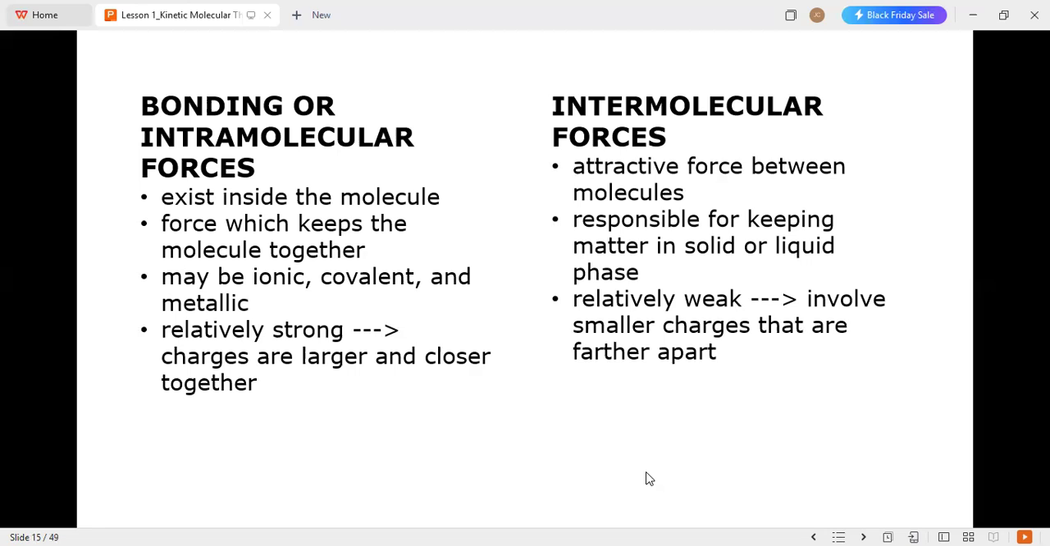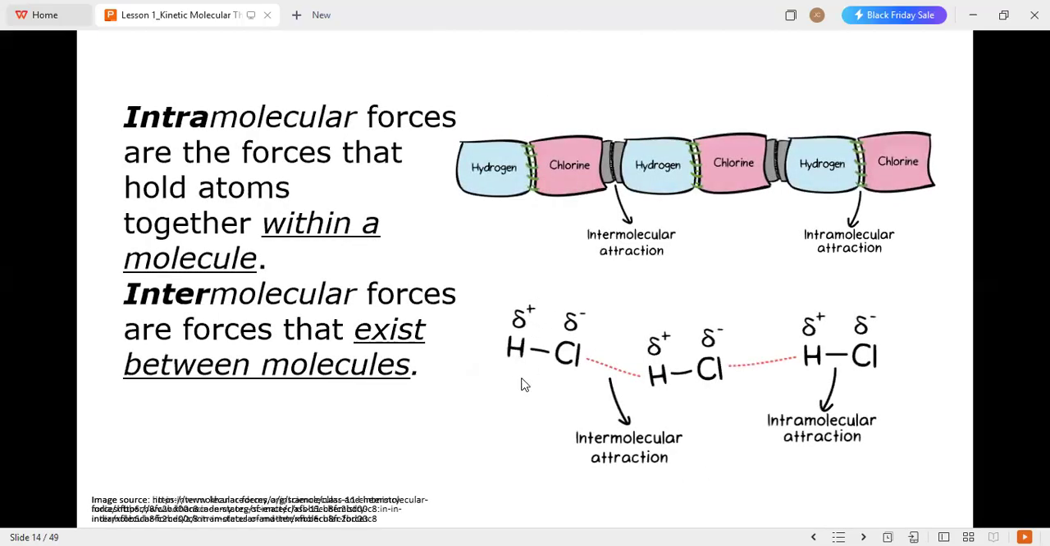On the other hand, when we talk about intermolecular forces in detail, this is an attractive force between molecules, responsible for keeping matter in the solid or liquid phase, and relatively weak, involving smaller charges that are farther apart from each other. Just as an introduction, you can see here the charge between hydrogen, which is partially positive, and chlorine, which is partially negative. This negative is attracted to a positive, and this negative is connected with another positive, and vice versa.